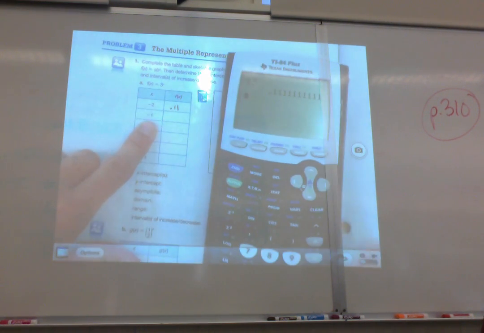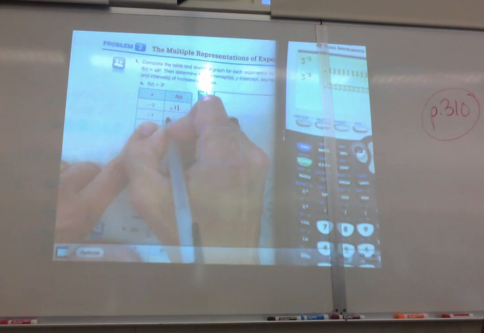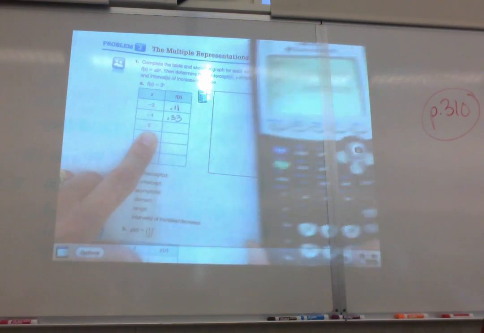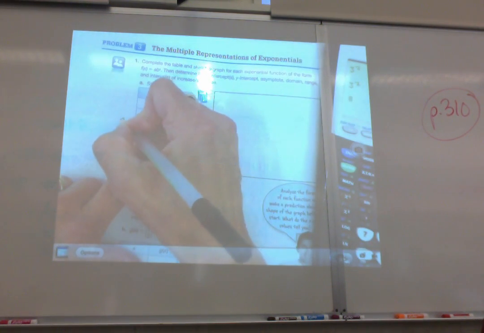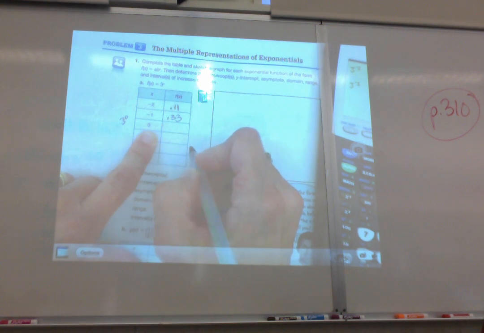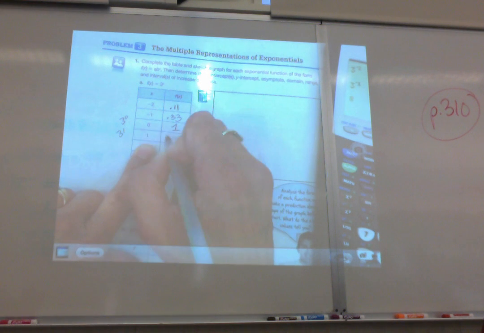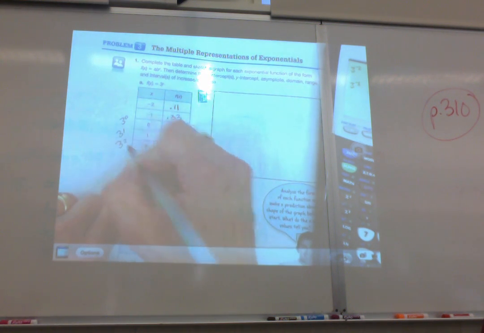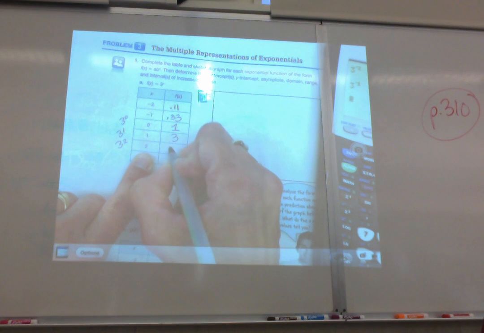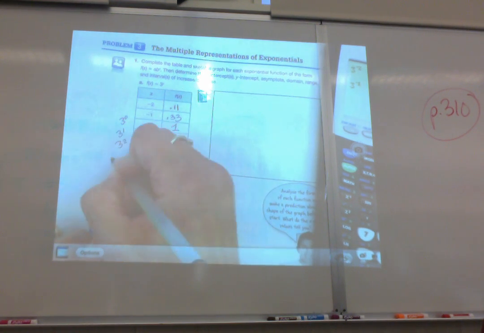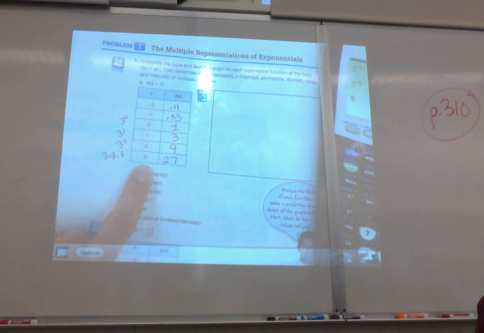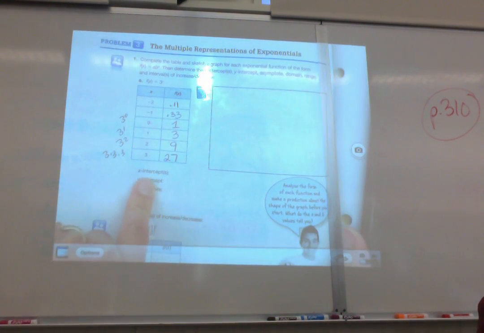3 raised to the -1 equals, 3 raised to the 0. Any number raised to the 0 is 1. 3 raised to the 1. 3 raised to the 2 is 9, 3 times 3 when it's an exponent. 3 raised to the 3 is 3 times 3 times 3. Good job. 27. What does that look like on a graph?